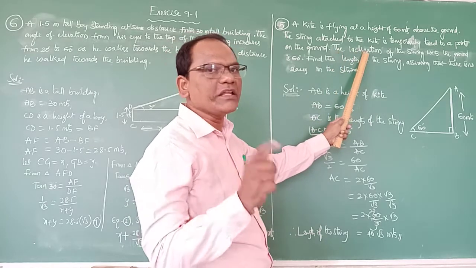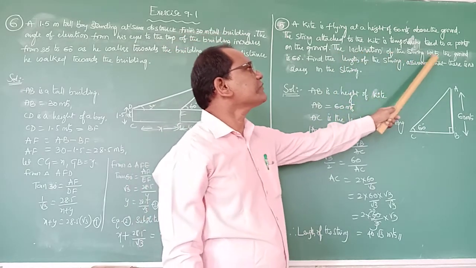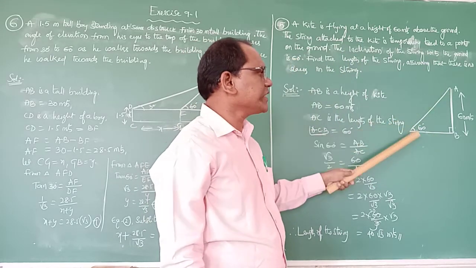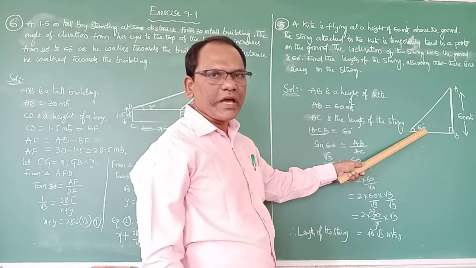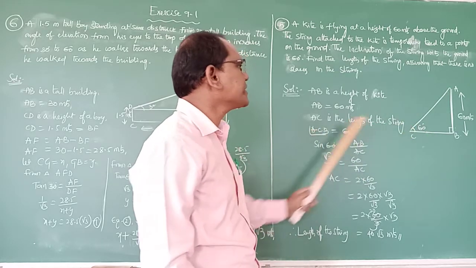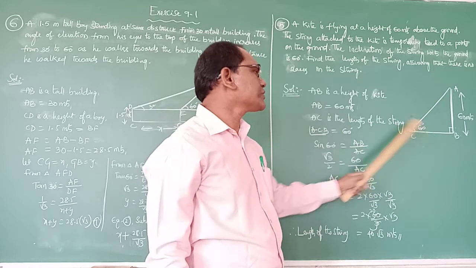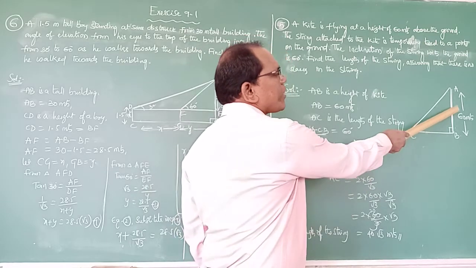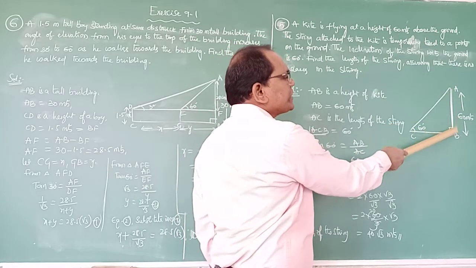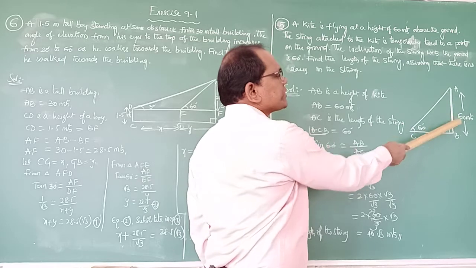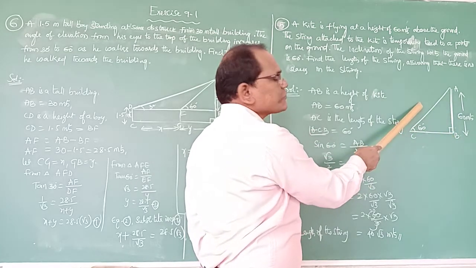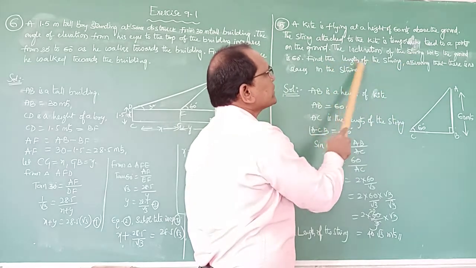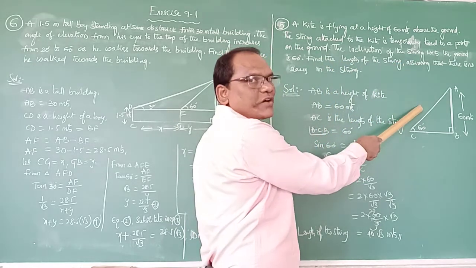Inclination means angle. The inclination of the string with the ground is 60 degrees. Therefore, angle ACB equals 60 degrees. Opposite to 60 degrees, we have the side that is the height of the kite, 60 meters from the ground. Then we have to find AC. AC is the string, the length of the string. AC we have to find out.